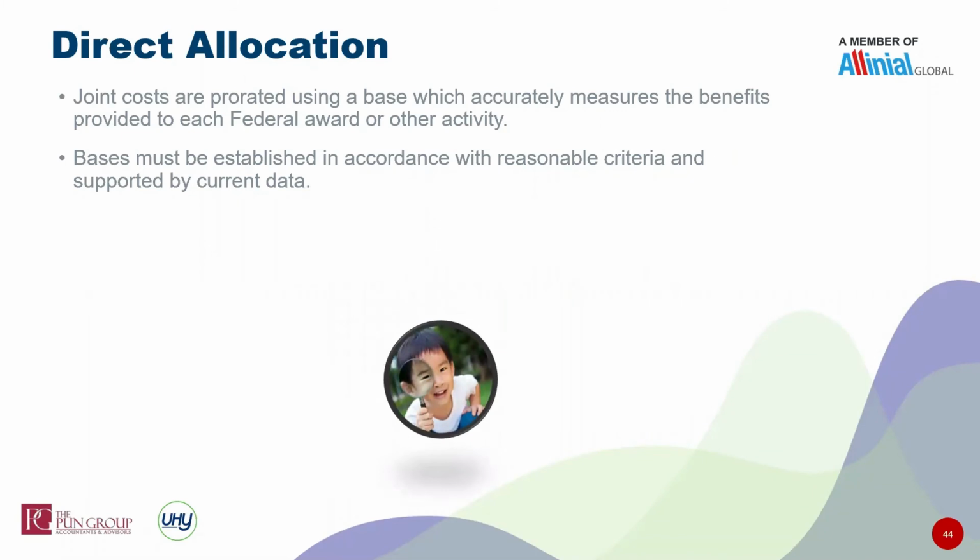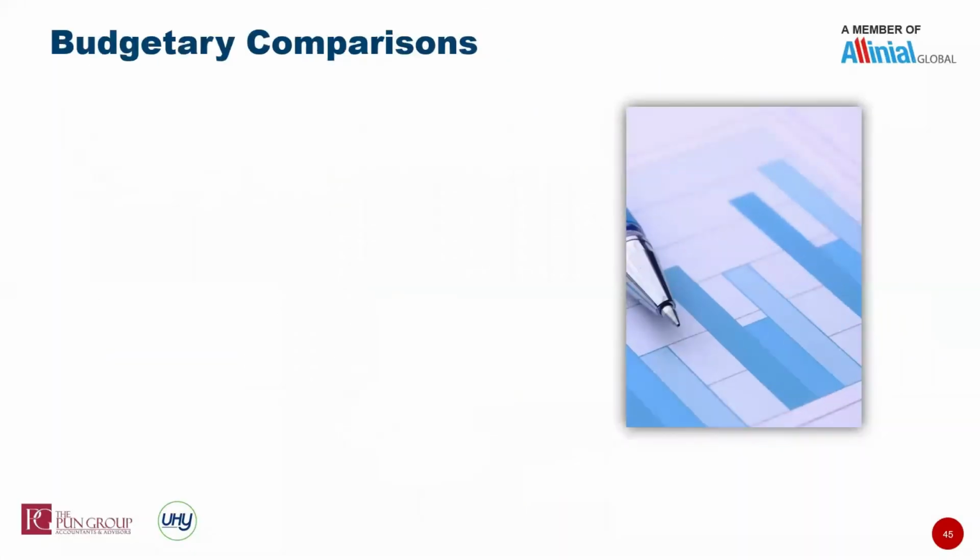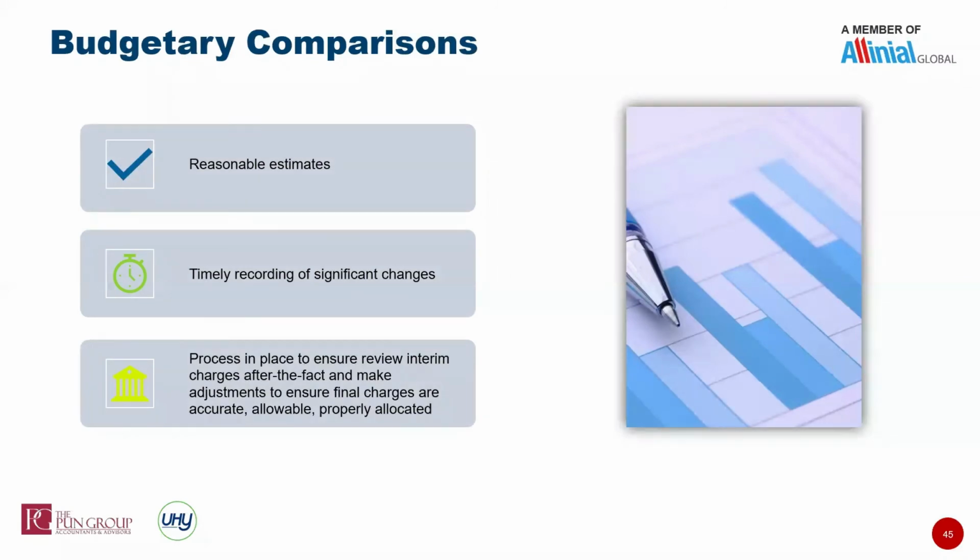So you don't want to be using outdated methods for allocating. And really this takes some level of analysis on the monitor's part to ensure that they understand the base in which they're allocated. It can't just be somebody said so. There has to be support for the assumptions used to allocate. Often we see budgetary comparisons as one of those measures. And again, budgets are great, but those are estimates. And there can be changes with COVID-19, for example, things are changing pretty rapidly. So people are bouncing from one thing to another. So there should be reasonable estimates of those and timely recording of significant changes.